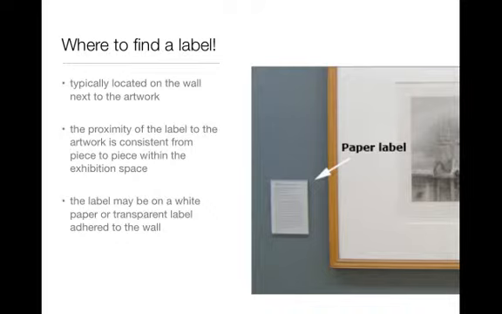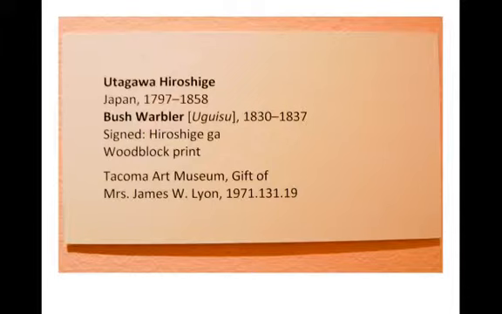And also, you need to be thinking about what the label is printed on in order to find it. In some cases, they'll be printed on a white card. In other instances, you'll see that they're printed on a transparent label that's stuck to the wall. And this is often going to depend on the color of the wall in the exhibition space.